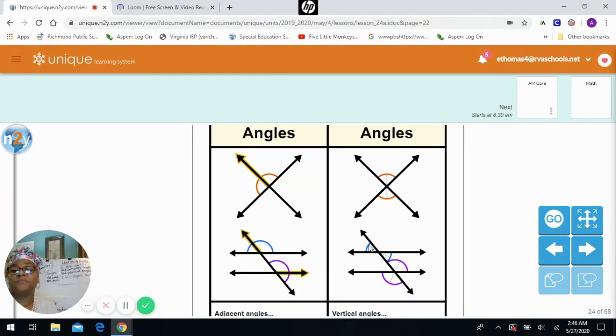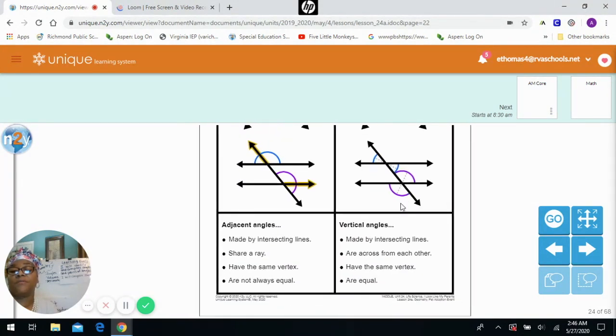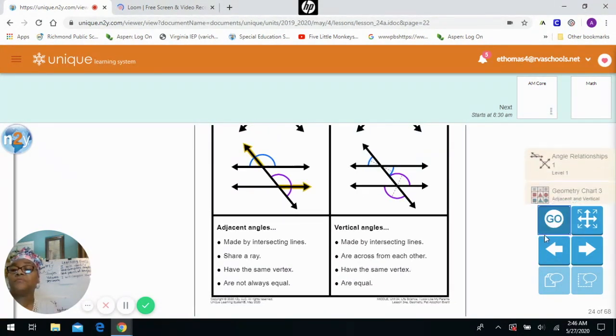See? Equal, equal. This is where it's equal. See where the purple is? That's equal here, equal there. Equal here, equal there. All right, let's see.